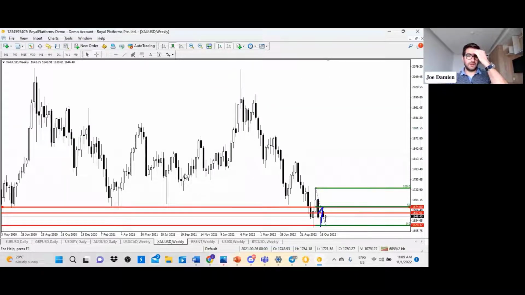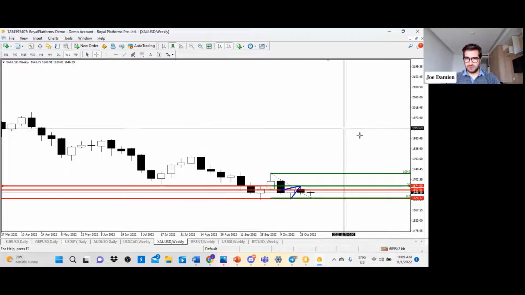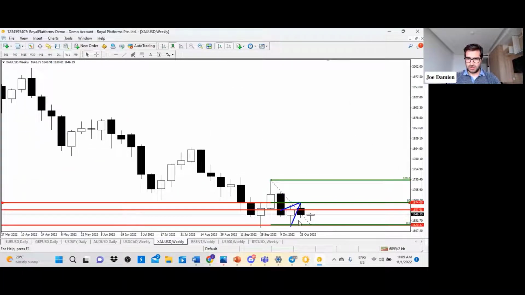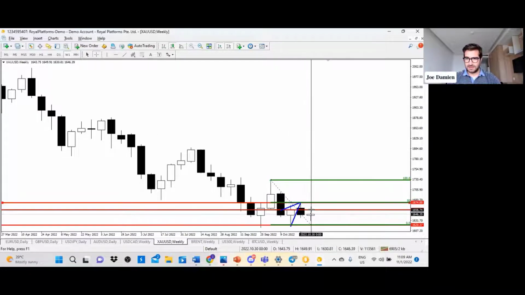XAUUSD, or the gold. The gold on the higher time frame, which is the weekly one, bearish for sure, nothing to be explained, nothing changed much. We have a bearish engulfing pattern here. Okay, bearish engulfing pattern. You can see it, and then the market tested this area here, and then moved to the downside. So let me go to the lower time frame to make things clear.